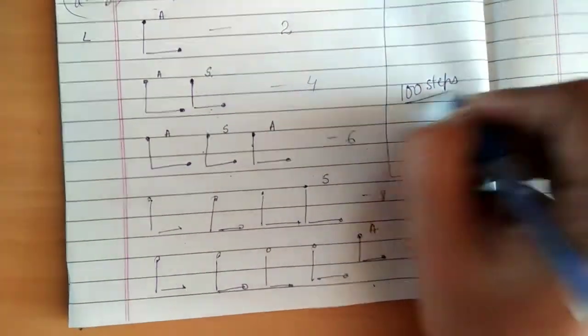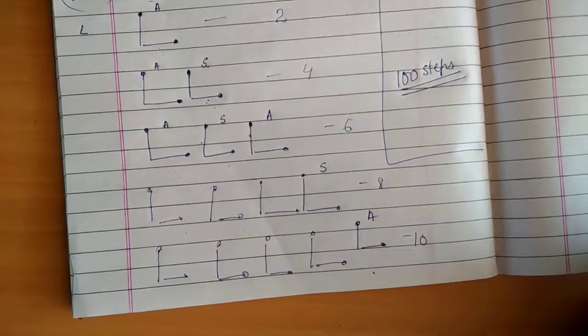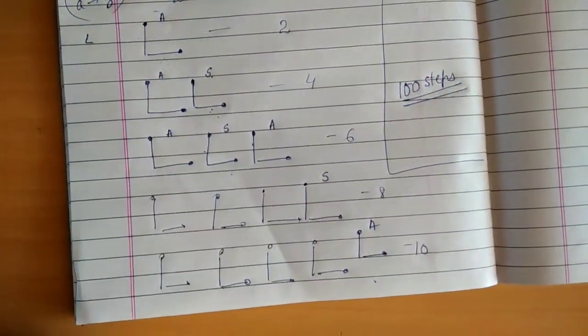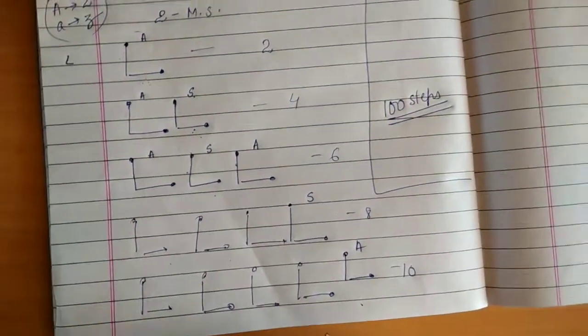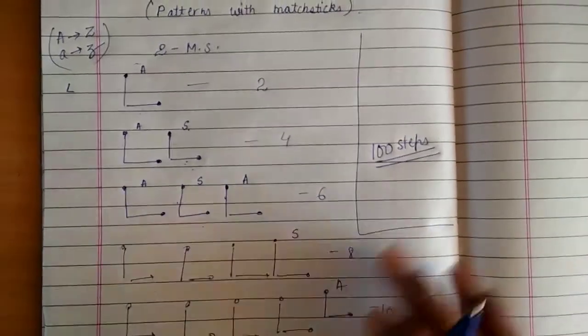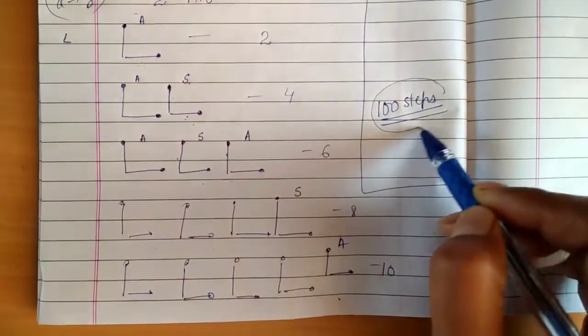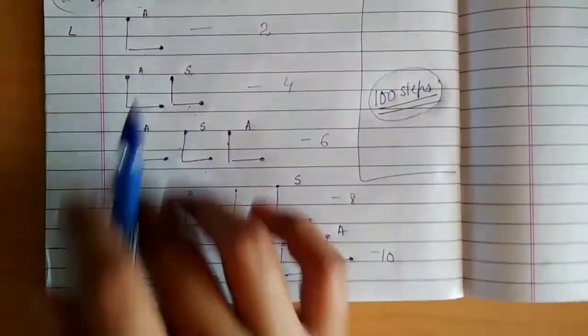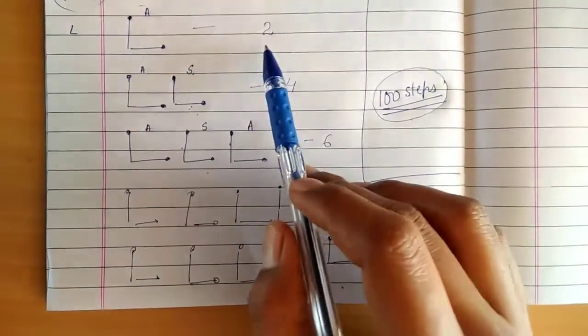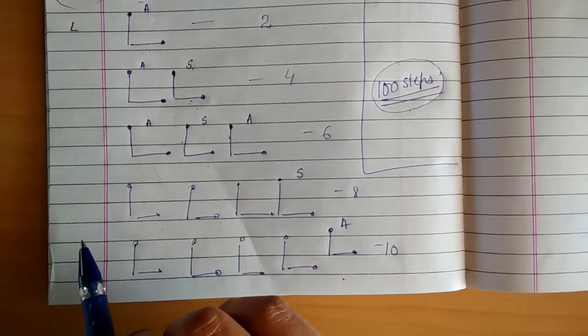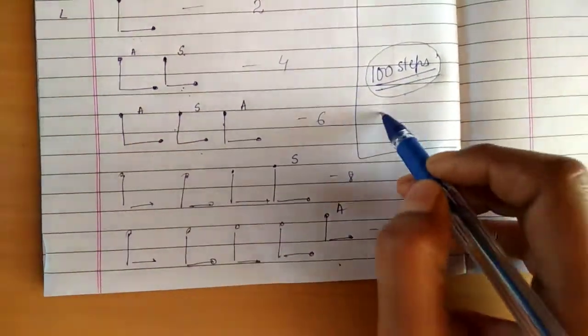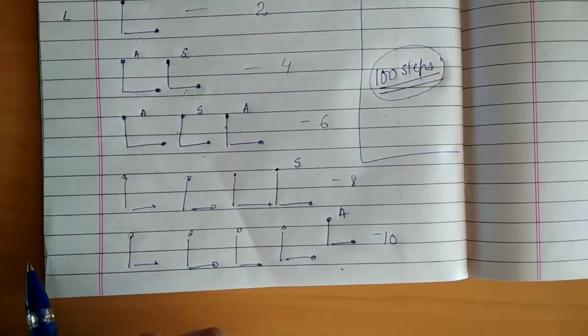In 100 steps what will we do? Okay, so now we need a formula, we need a variable. From that we can easily get, in 100 steps, how many L there are and how many matchsticks are required. In 100 L, how many matchsticks are required?